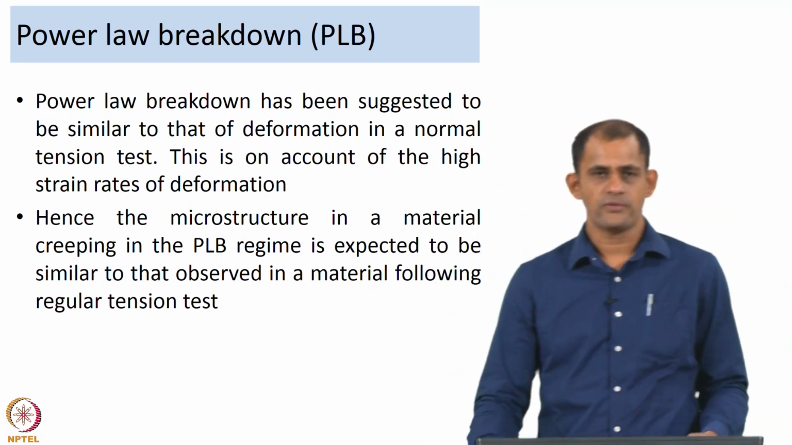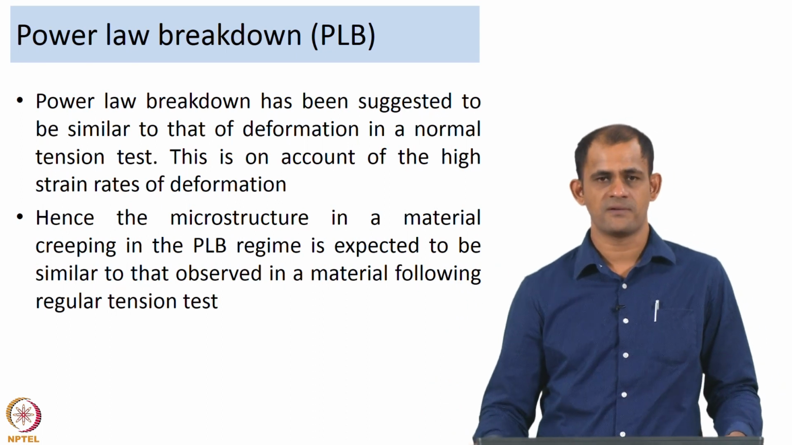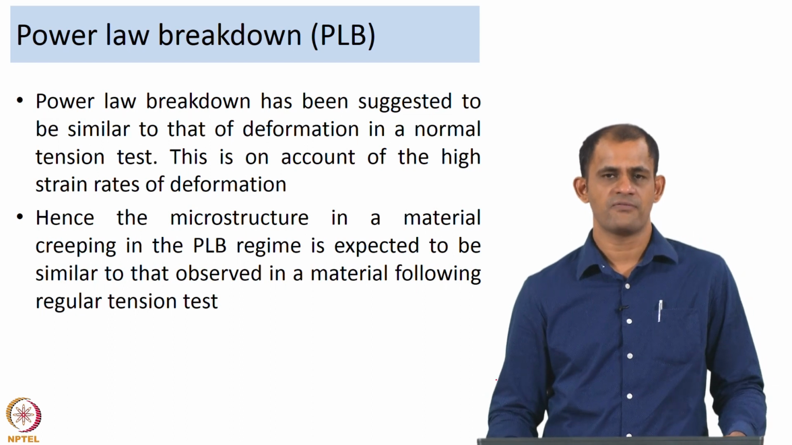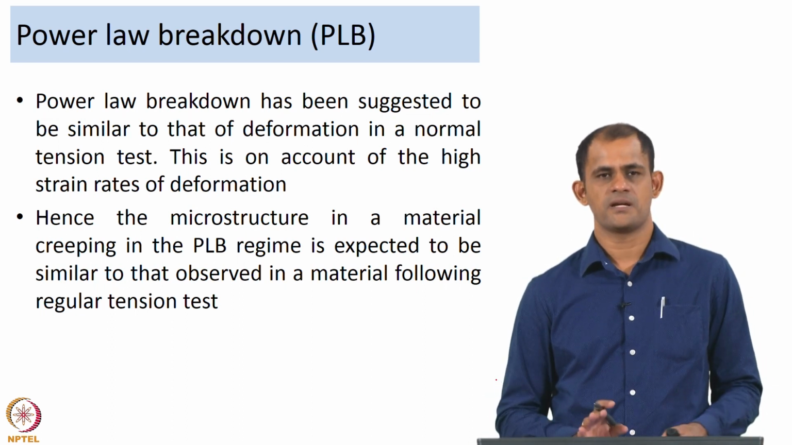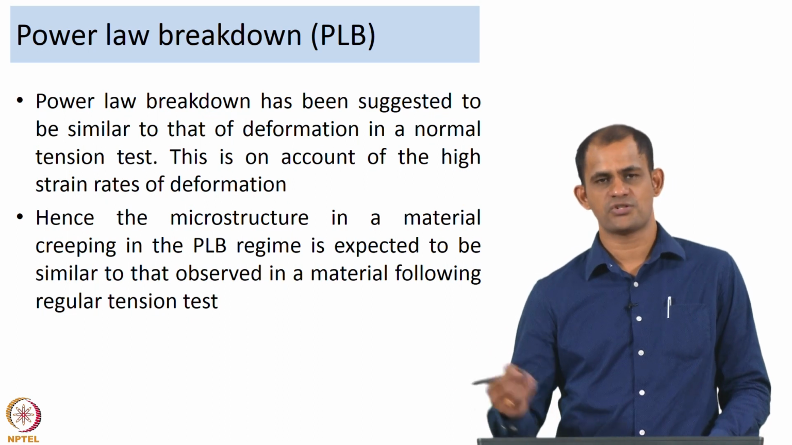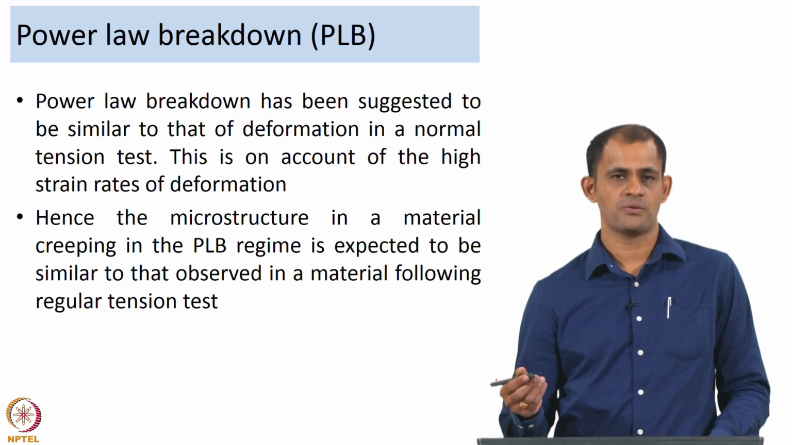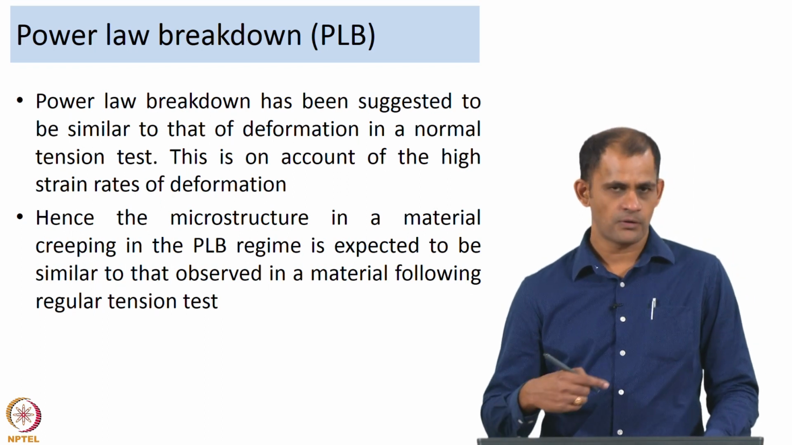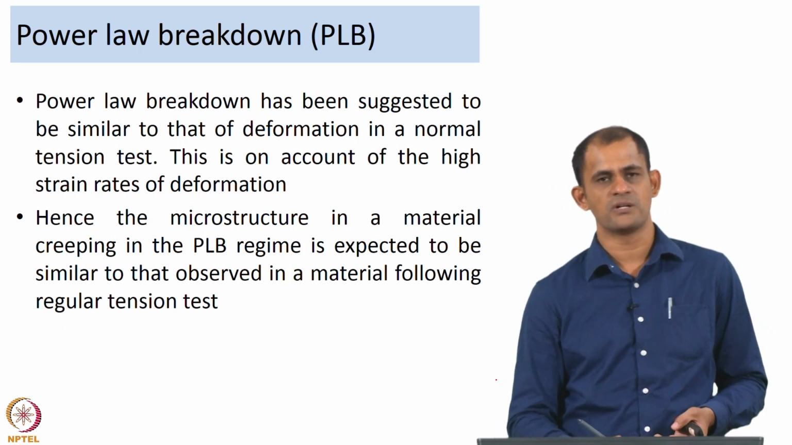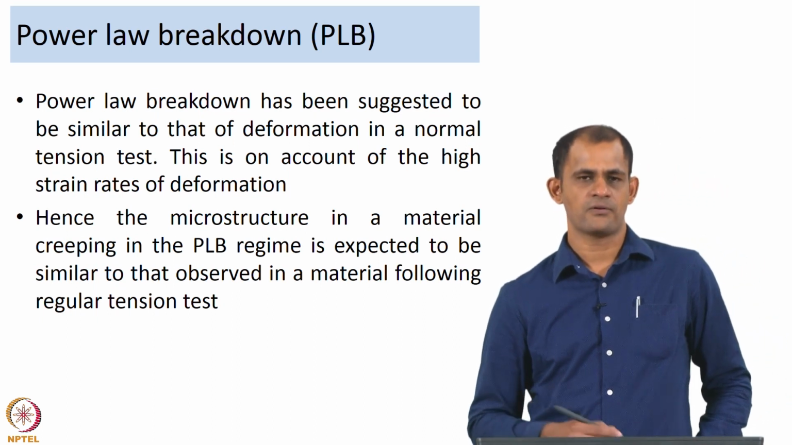Now, on account of the fact that you need high stresses for this deformation to happen, power law breakdown has also been suggested to be similar to the deformation that a material experiences in a normal tension test. If you are carrying out a normal tension test, typically the strain rates of deformation are in the range of 10 to the power minus 4 or 10 to the power minus 3, and in power law breakdown a similar range of strain rates is observed.